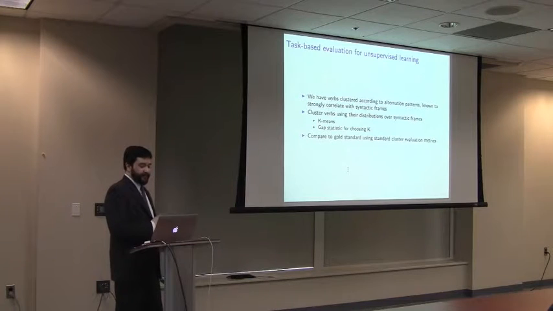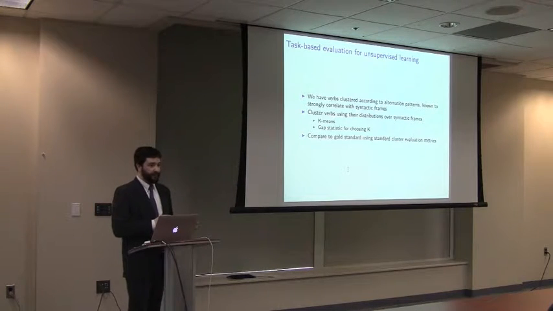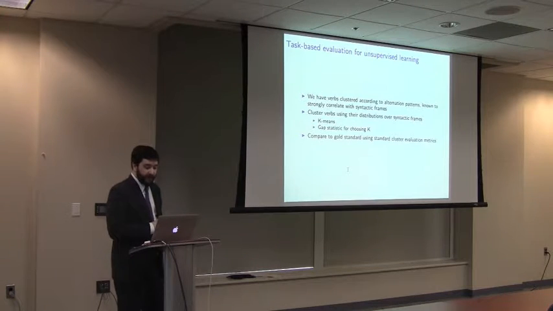So to evaluate this, we need to find a task-based evaluation because this unsupervised output is hard to line up with the existing methods where they have predefined frame inventories. Fortunately, we have verbs clustered according to alternation patterns, which is a syntactic-semantic phenomenon that's known to correlate strongly with syntactic frames and has been used for over a decade for evaluating these things. So there was a well-established evaluation method for this.